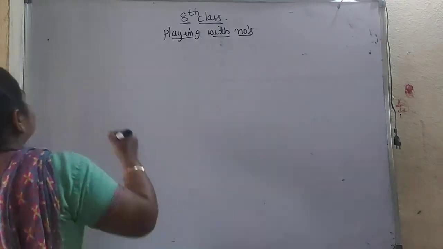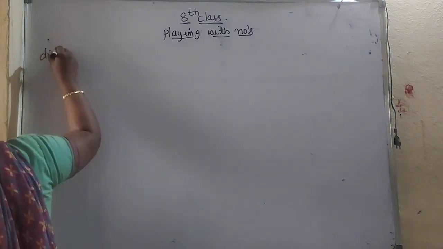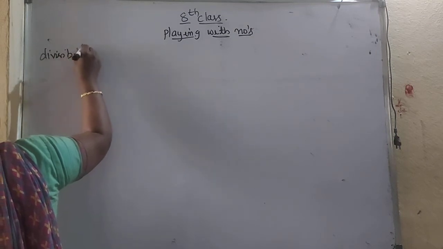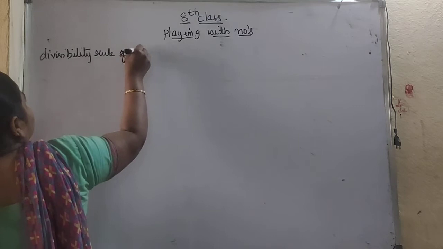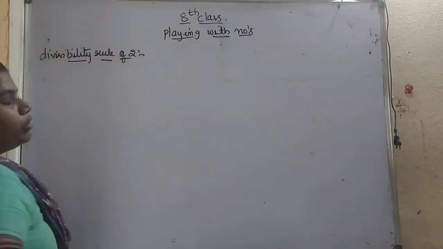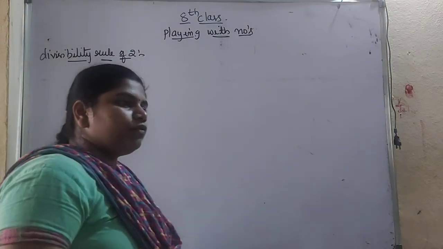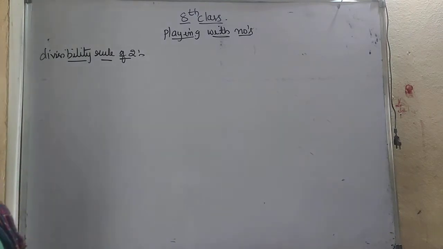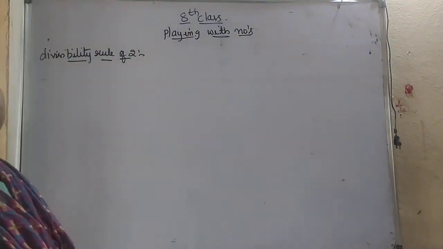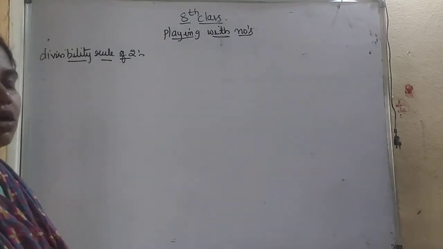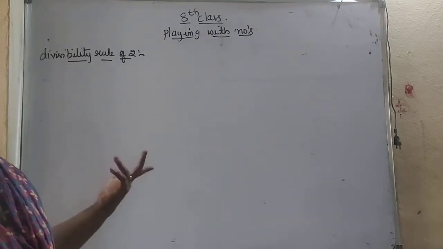Okay, so here is the divisibility rule of 2. What is the divisibility rule of 2? The last digit should be an even number. So for any number, if you see the last digit as an even number, the whole number will be divisible by 2.